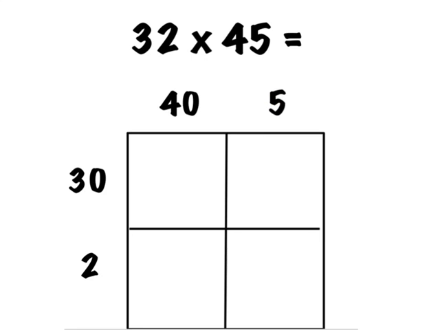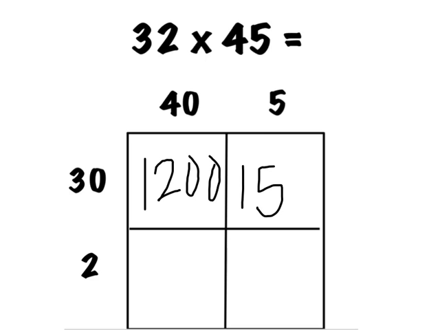Once my matrix is set up, I'm ready to multiply in simpler parts. I'll first multiply in the very first top left box, 30 times 40. I know that 3 times 4 is 12, and I'll simply add my 2 zeros to get the answer 1200 when I multiply 30 times 40. Next, I'll multiply 30 times 5. I know that 3 times 5 is 15, and I just add my 0 to get 150.